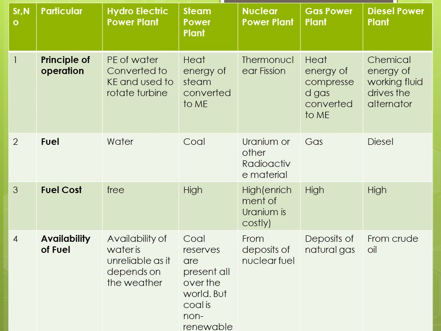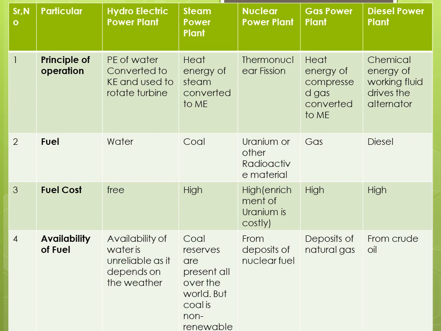First is principle of operation. In hydroelectric power plant, potential energy of the water is converted to kinetic energy, which is then used to rotate the turbine. In steam power stations, steam is generated by burning coal, so the heat energy of the steam is converted to the mechanical energy of the turbine. In nuclear power plant, we use fission reaction for the generation of energy.